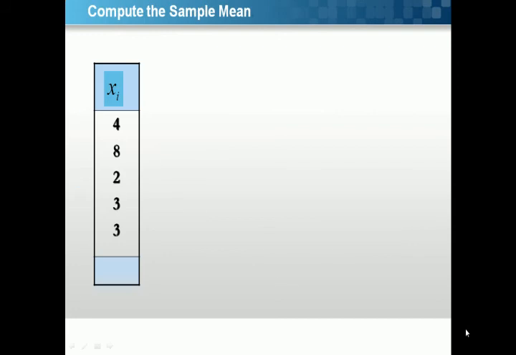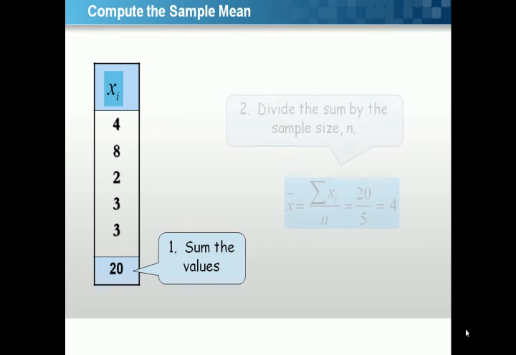To compute the mean, we just add the numbers up. So 4 plus 8 plus 2 plus 3 is 20.